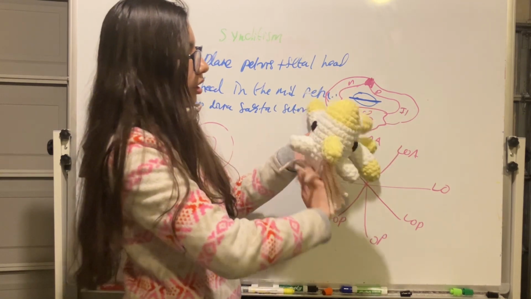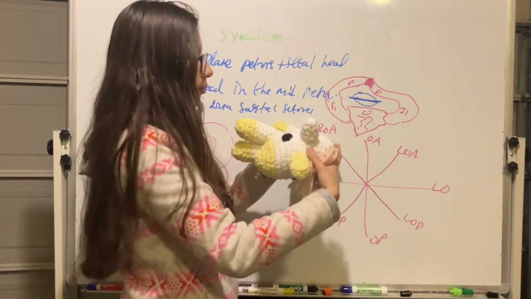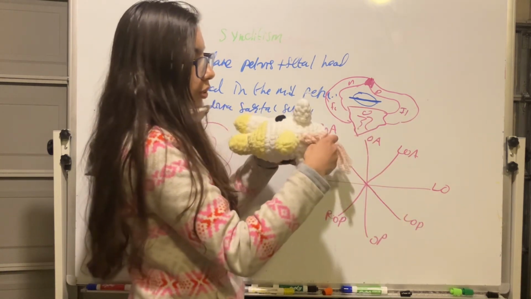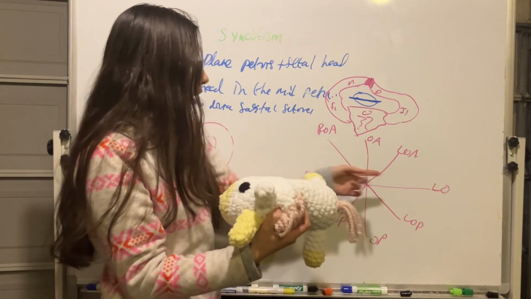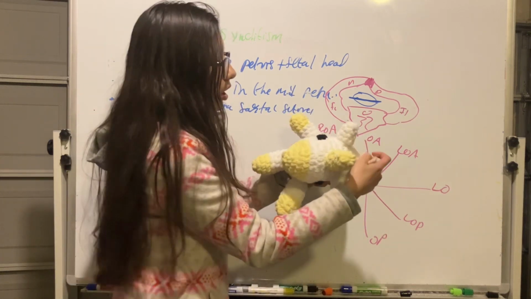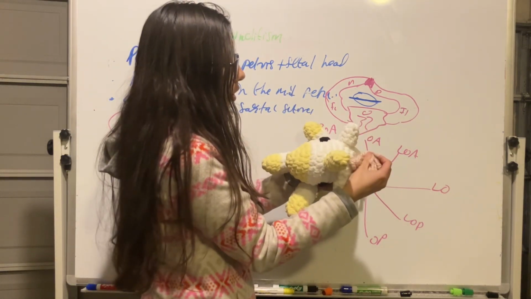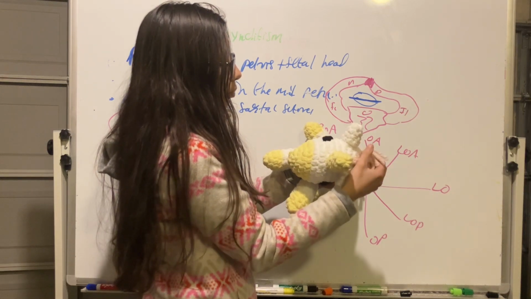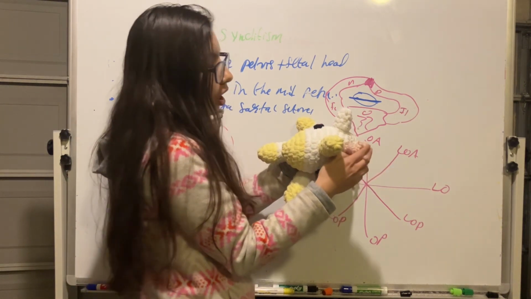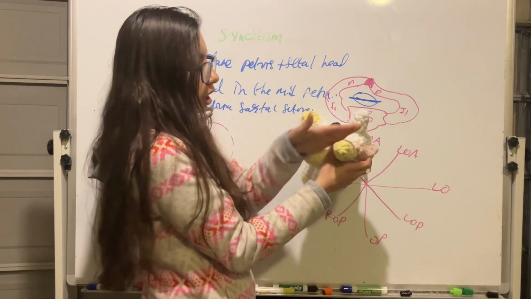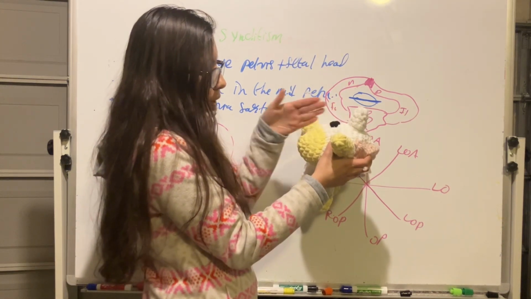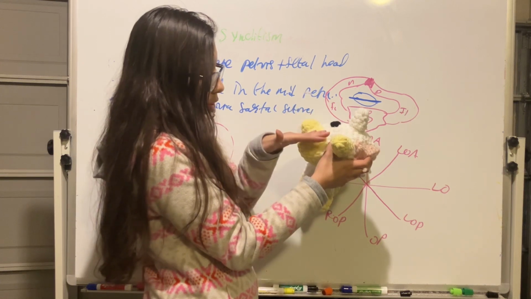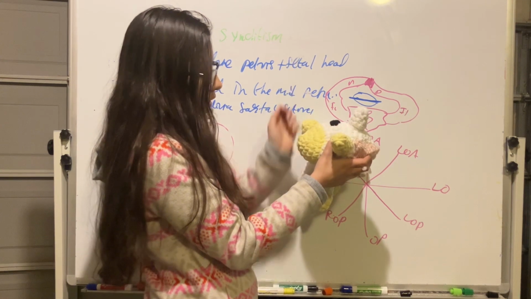In each variation of position, we can have synclitism. For example, here we can have left occipital position. This is the tocomic point. Here the sagittal suture is in this plane, the pelvis is in this plane. What if the sagittal suture is tilted some way anteriorly?